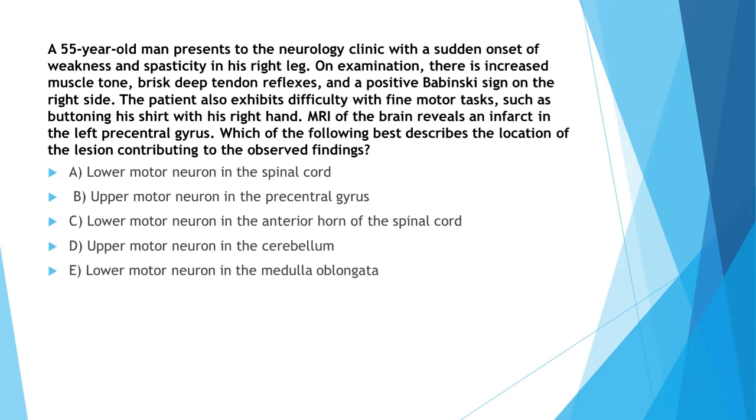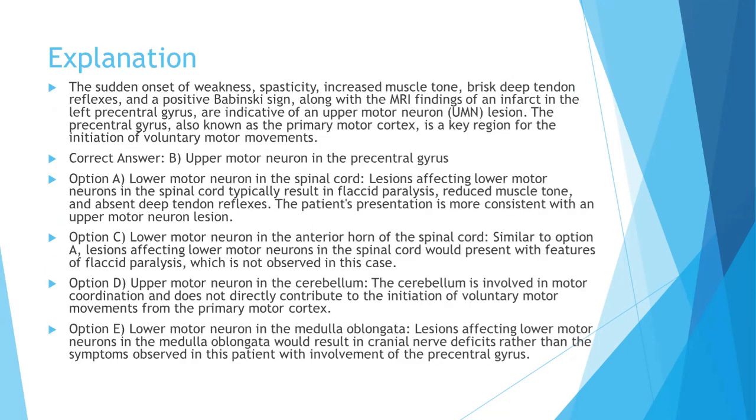Lower motor neuron in the spinal cord, upper motor neuron in the precentral gyrus, lower motor neuron in the anterior horn of the spinal cord, and upper motor neuron in the cerebellum, lower motor neuron in the medulla oblongata. Now, the sudden onset of weakness, spasticity, increased muscle tone, brisk deep tendon reflexes, and a positive Babinski sign, along with the MRI findings of an infarct in the left precentral gyrus, are indicative of an upper motor neuron lesion.